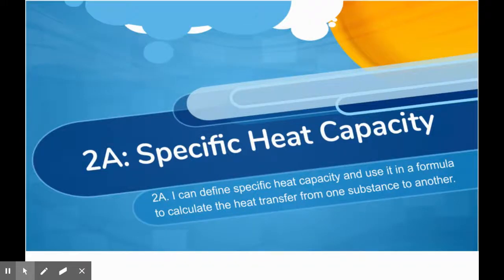Hello, this is Mrs. Decker, and this is Objective 2A on specific heat capacity. So first we're going to define what specific heat capacity is, and then we will use it in a formula to calculate the heat transfer from one substance to another.